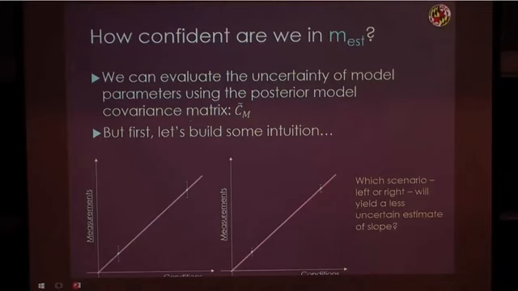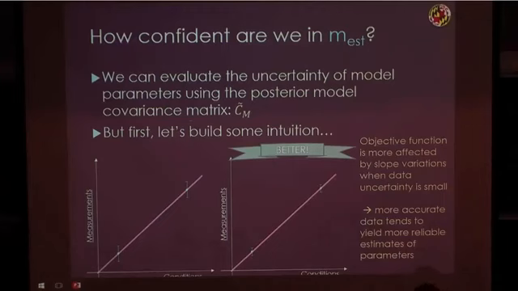The objective function is more affected by slope variations when you have small uncertainties, because those deviations get divided by a smaller number, so they become bigger, they get squared, they become even bigger. So small variations in slope are going to affect your misfit function a lot, and therefore more accurate data tends to yield more reliable estimates of parameters. This is very intuitive, but it's important that our theory lines up with that expectation.